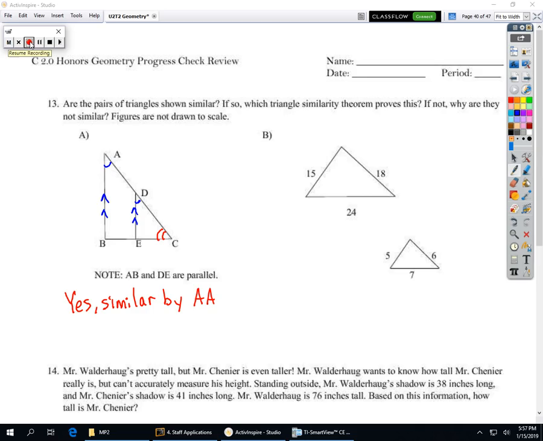What about this one? I have 3 sides. Nothing about the angles. Let's check if the sides are proportional. 15 divided by 5, that's 3. Easy. 18 divided by 6, that's also 3. Easy. 24 divided by 7, that's definitely not 3. That's actually 3.429. So I have 2 sides that are proportional. The third side is not. It's off. So they're not similar.